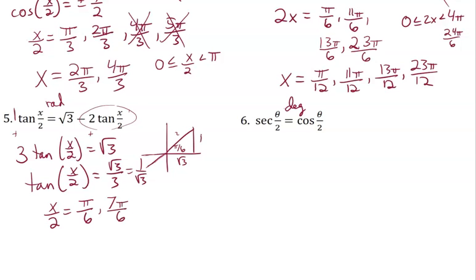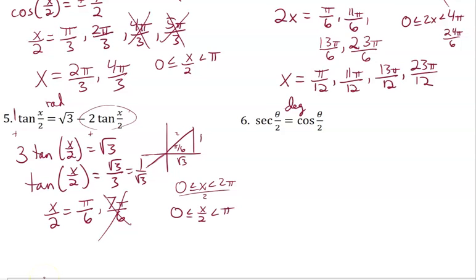Now let's look at the restriction for where x over 2 can be. Well, if x is between 0 and 2 pi, then x over 2 has to be between 0 and 1 pi, meaning we eliminate this. So x over 2 is equal to pi over 6, meaning, let's multiply both sides by 2, x is equal to pi over 3. And that's my only answer for x, because this one was too far outside of our interval for x.